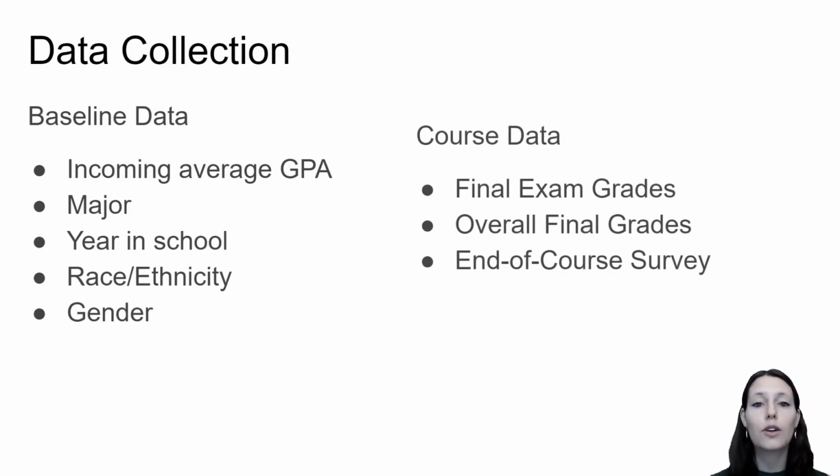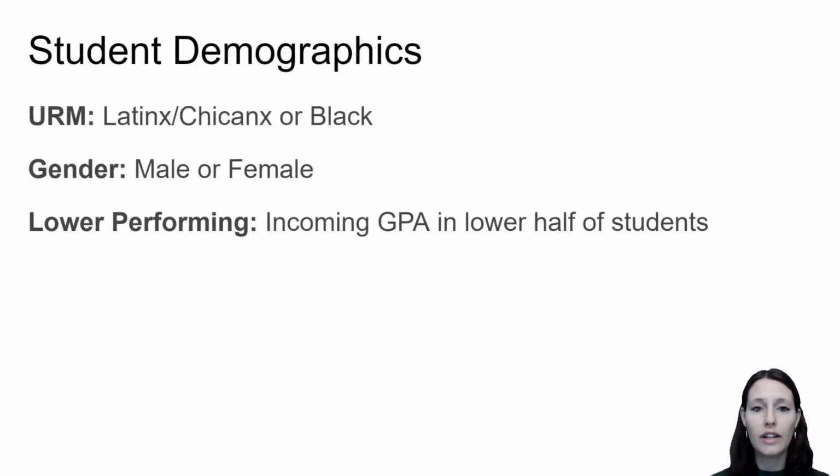We also collected course data, including final exam grades, overall final grades, and their responses to an end-of-the-course survey students were asked to complete. Our student demographics included URM students, gender, and lower performing students. Lower performing students were students that had an incoming GPA in the lower half of the students in the course.